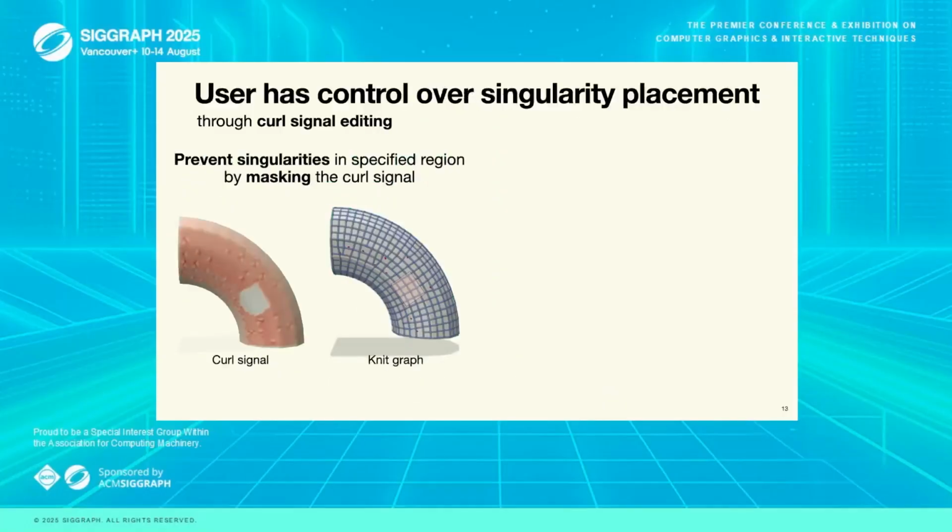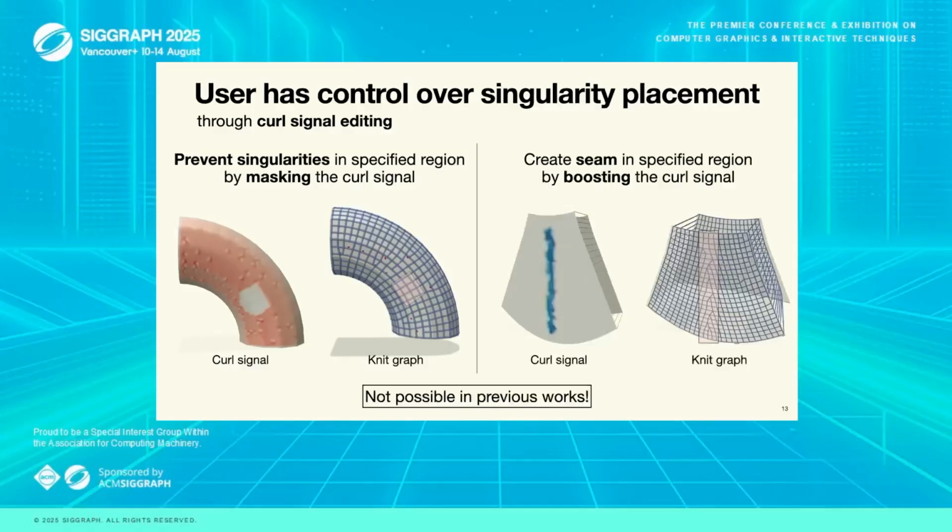Last thing I want to mention is that the methodology we developed allows us to accommodate specific user control through curl signal editing. The way it works is that if a user doesn't want stitch irregularities in specific regions, for example, because there should be a logo or some color work, we can simply mask the curl measure and set it to 0 in that region. And naturally, we can create seams, which are sequences of increases and decreases in the wale direction, in some specific places by just boosting the curl signal where the seam should appear. These features set our method apart from previous works, and they're important to users.